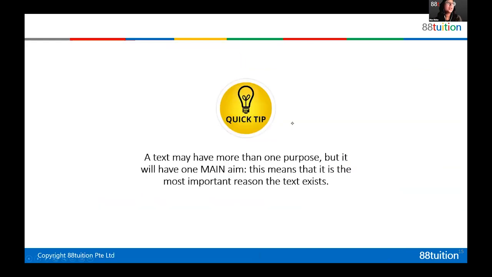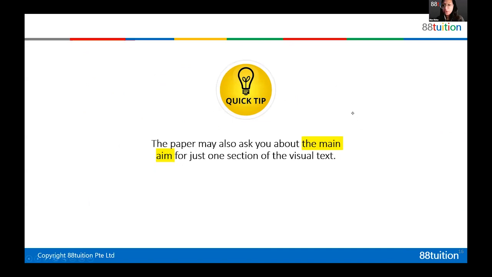All right, now who can tell me? A text may sometimes contain more than one purpose. It has one main aim, but it can have more than one purpose. The main aim is the most important reason the text exists. Now the paper may also tell you about the main aim just for one section of the visual text. That's a quick tip.